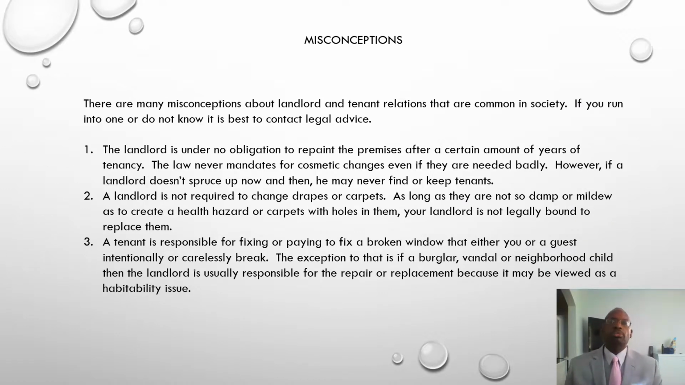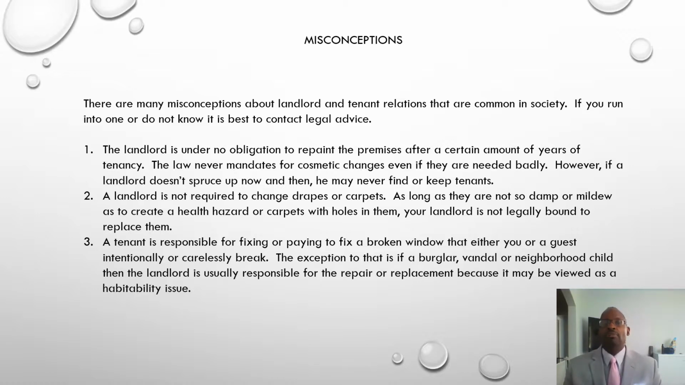Now, there are certain misconceptions in renting, and we have to discuss them. And sometimes you'll run into one or two of them. I do not know, but it's best to always contact legal advice. Now, first off, the landlord is under no obligation to repaint the premises. I don't care how long you've been staying at a place, he's not obligated. The law never mandates cosmetic changes.